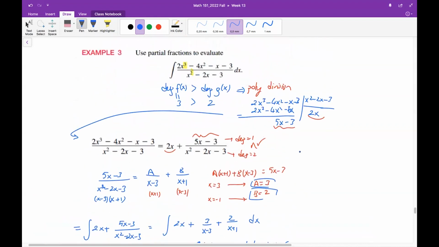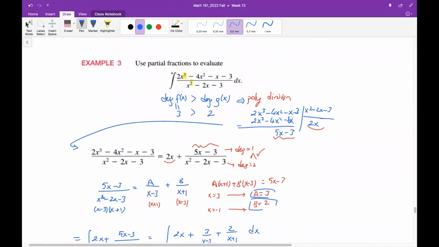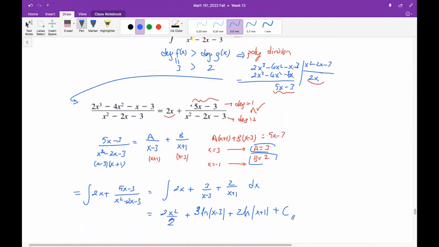This is your result. So don't forget to check the degrees. If the degree of the numerator is bigger than or equal to the degree of the denominator, you have to perform a polynomial division first. And then you can apply your partial fractions techniques, because now the degree is as you wish. I stop here.